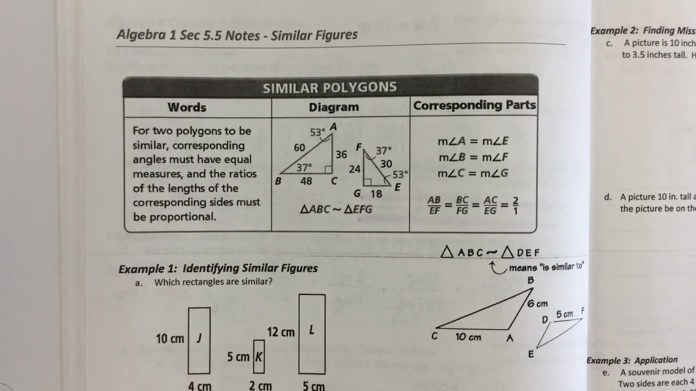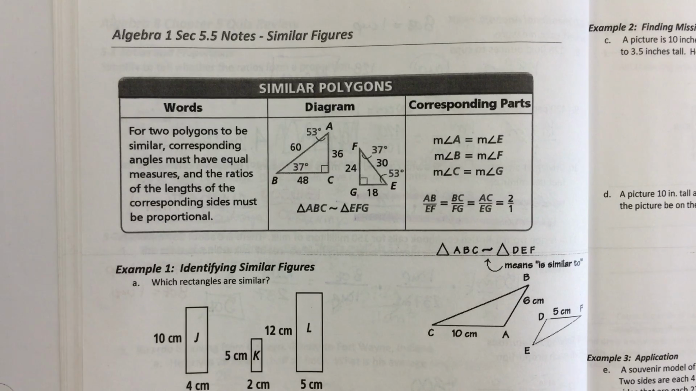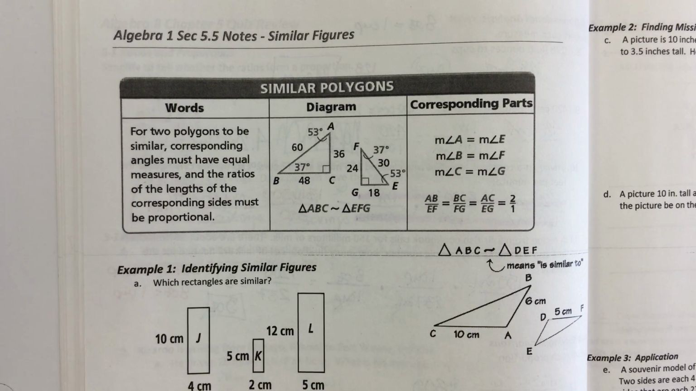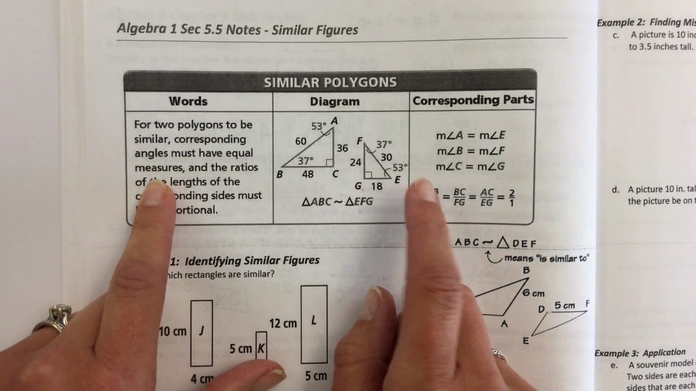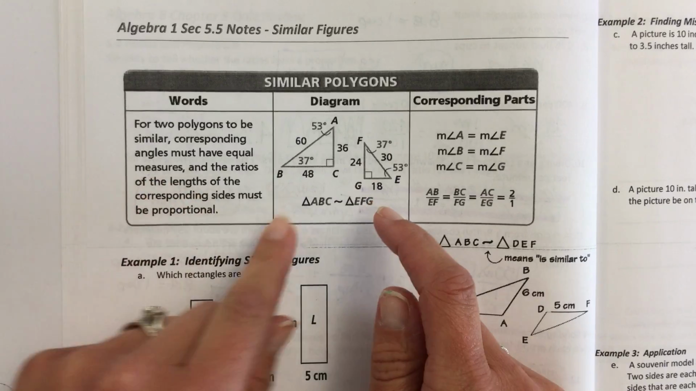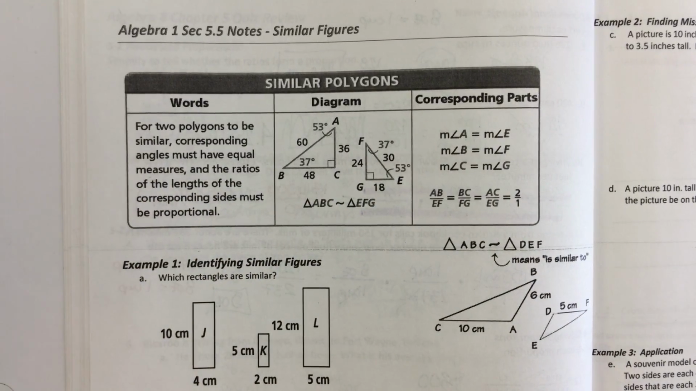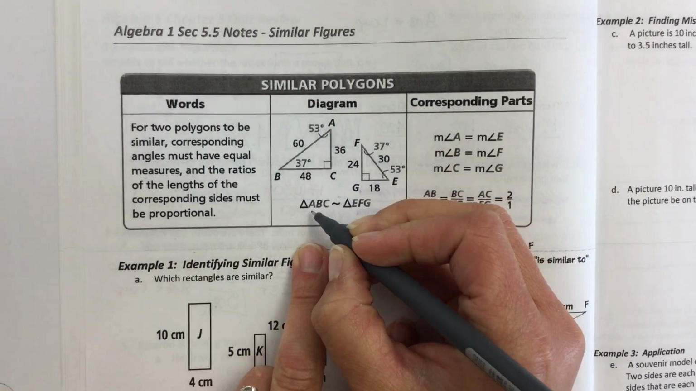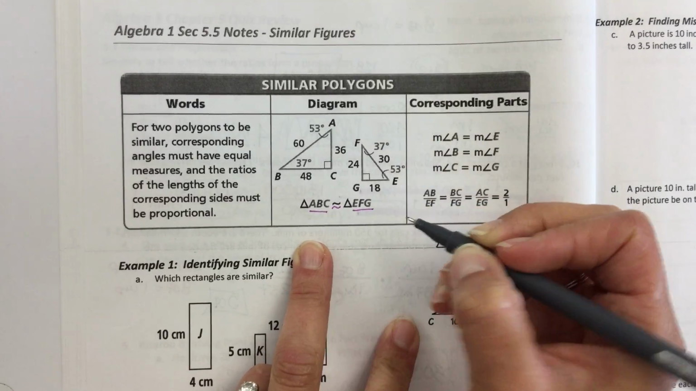Okay, so section 5, similar figures. I gave you this nice little diagram. It says for two polygons to be similar, corresponding angles must have equal measures. So corresponding means in the same relative position. So if you look here, these triangles are not in the same position, but it says ABC is similar to EFG.